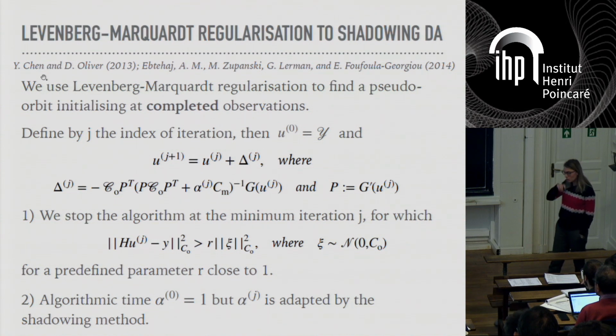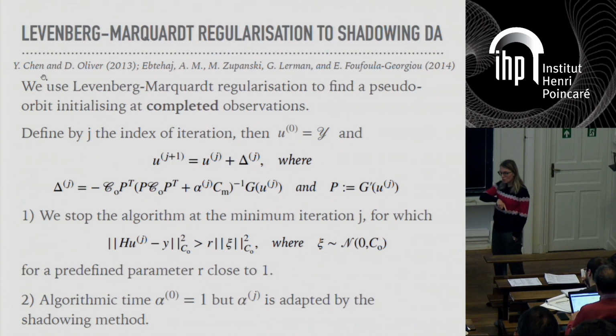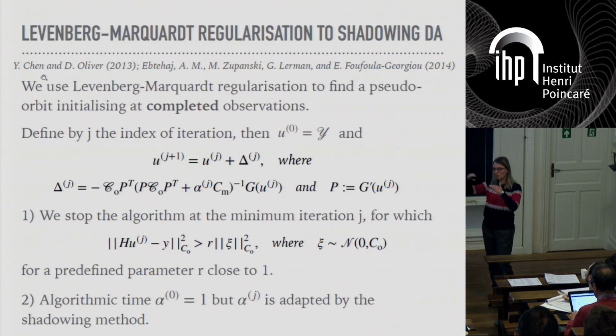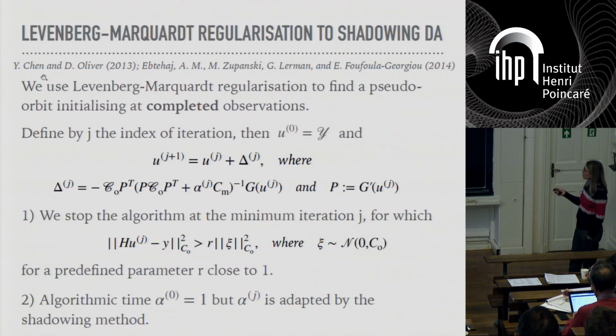So if we plot this norm over iterations, where we observe, we see that this norm starts to increase, and at the point when it crosses this bound, we stop. And this R we choose close to 1, it could be 0.98 or 0.95.